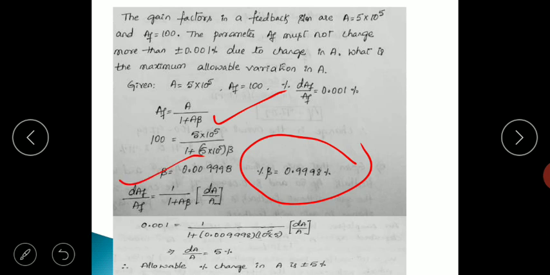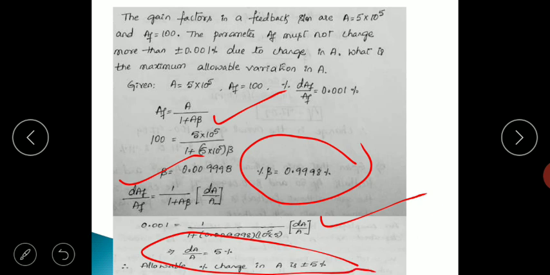Now the formula we have is dAF by AF is 1 by 1 plus A beta into dA by A. So substitute the values given. dAF by AF is 0.001. Directly you can substitute in percentage itself and get the answer in percentage. Then 1 by 1 plus A into beta into dA by A. So if you rearrange the terms, you will get dA by A is equal to 5%. That is, the allowable change is 5%.